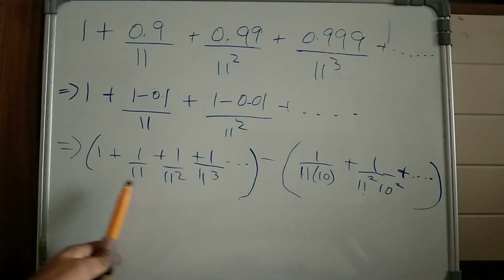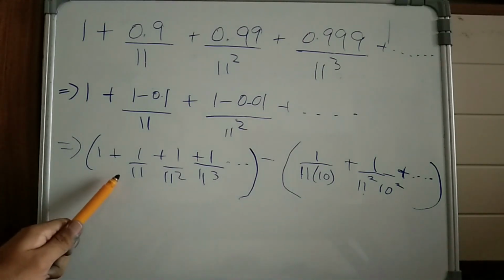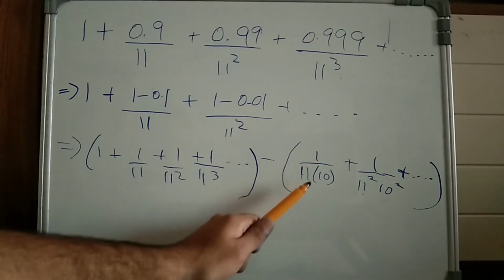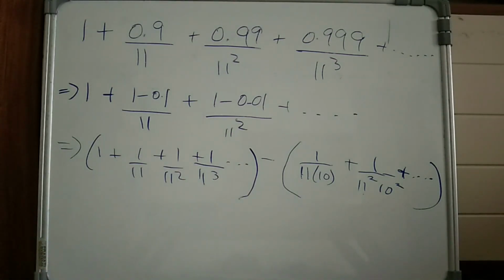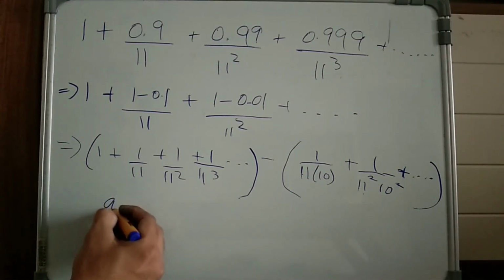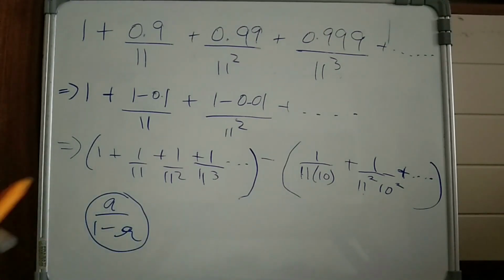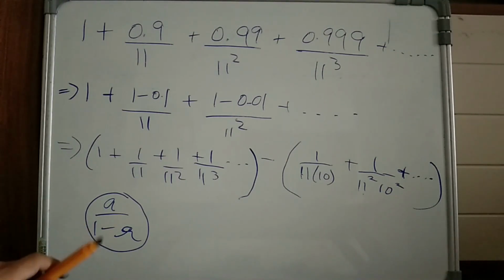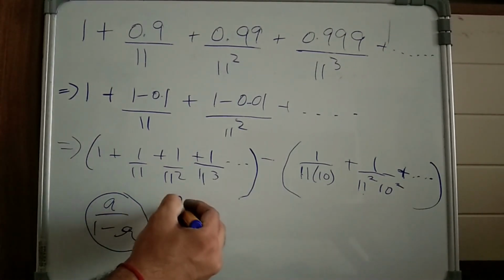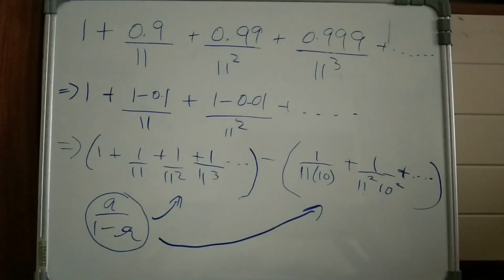Okay, now I can see this is a GP, right? This is a GP, and this is again a GP. Here the common ratio is 1 by 11. Here the common ratio is 1 by 11 into 10. So since the common ratio is less than 1, I can easily apply the formula for the sum of a GP, which is nothing but A upon 1 minus R. Okay, so what I am saying is, I have to just apply this formula of the sum of a GP over here. Since the common ratio is less than 1, I will apply this formula. So I have to apply this formula over here and this formula again over here. And hence we can find our answer easily for this particular series.